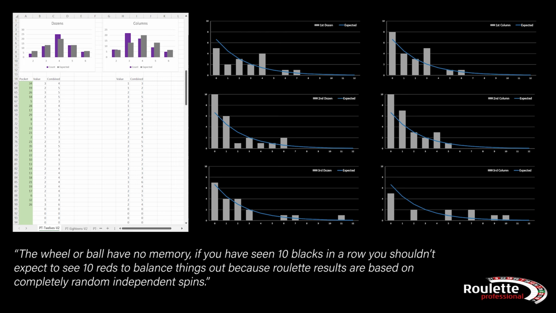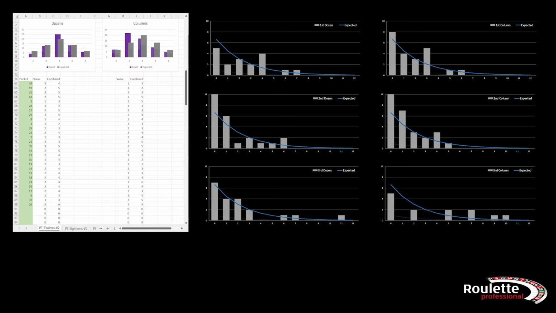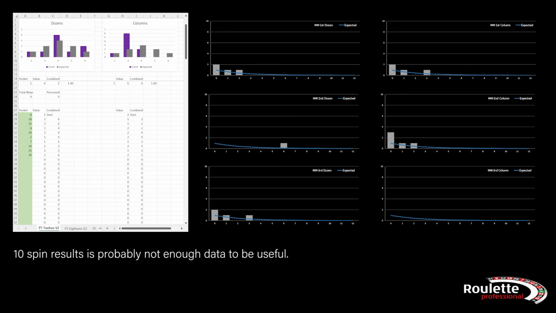The fallacists often state the wheel or ball have no memory. If you have seen 10 blacks in a row, you shouldn't expect to see 10 reds to balance things out, because roulette results are based on completely random independent spins. Such statements are usually hypothetical, in the sense that if you only had 10 spins worth of data in your charts containing just black numbers, then the statement holds some truth, as there isn't enough information available to argue otherwise.